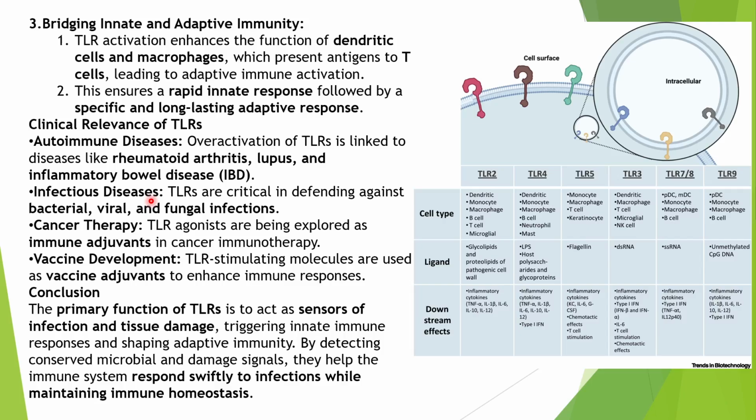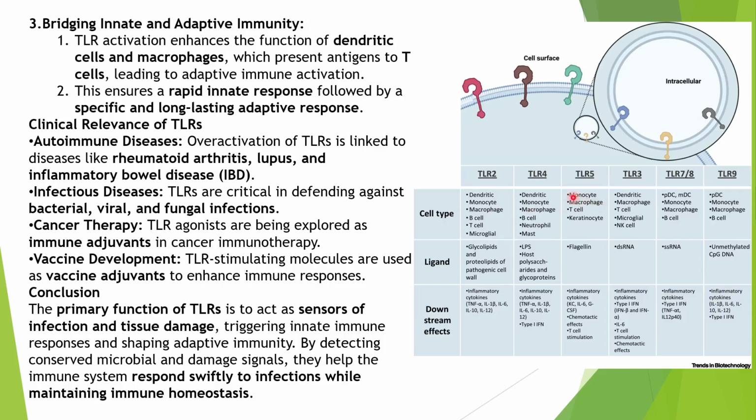Then infectious diseases. TLRs are critical in defending against bacterial, viral, and fungal infections. So, for elimination of fungal infections, TLRs are very vital. Then it is also used in cancer therapy. So, TLR agonists are being explored as immune adjuvants in cancer immunotherapy. TLR agonists are something that activates the TLRs.